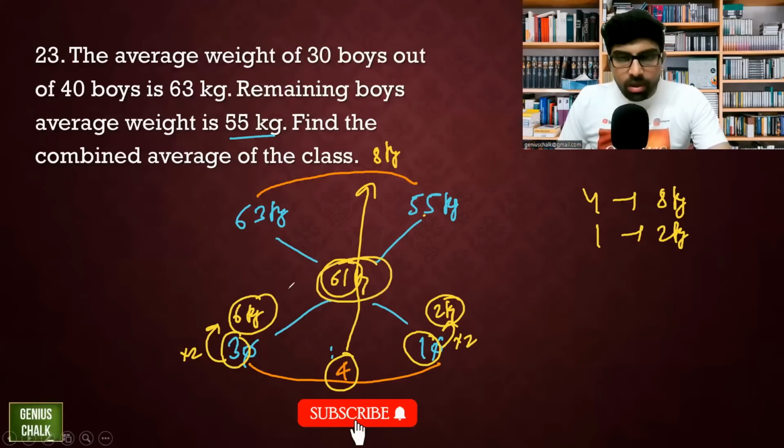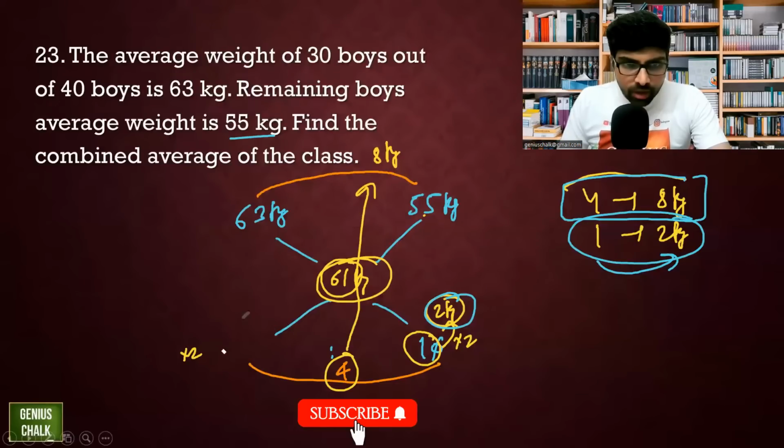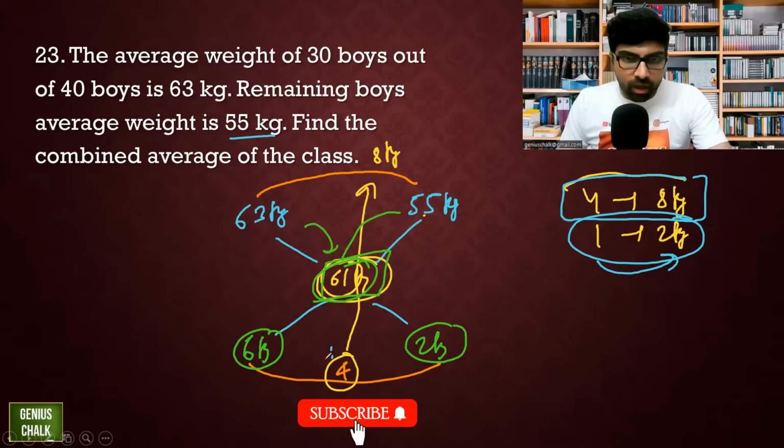So what is my overall answer? 61 kg. So this part is very, very important. 4 units is equal to 8, that's why 1 is equal to 2. Just apply that. If 4 is 8, 1 is equal to 2. So 3 has to be 6 kg and 1 has to be 2 kg. Now the actual question has become this: this is not 3, it is 6 kg. It is not 1, it is 2 kg. Now apply 55 plus 6 is 61, or 63 minus 2 is 61. This is my answer, 61 kg.